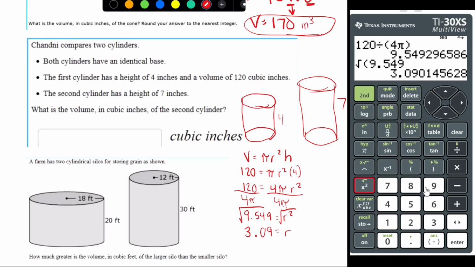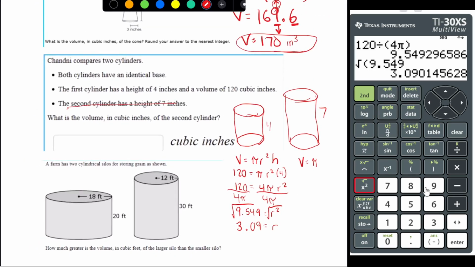And it's one of those situations why I hate this question, because if you're doing the test and you're going through this, you're going to feel like it's wrong because you're getting so many weird decimals. But this is following the steps as they give it to you. So the second cylinder has a height of 7. They have an identical radius. So V equals pi, I need to zoom out a smidge, times 3.09 squared times 7.